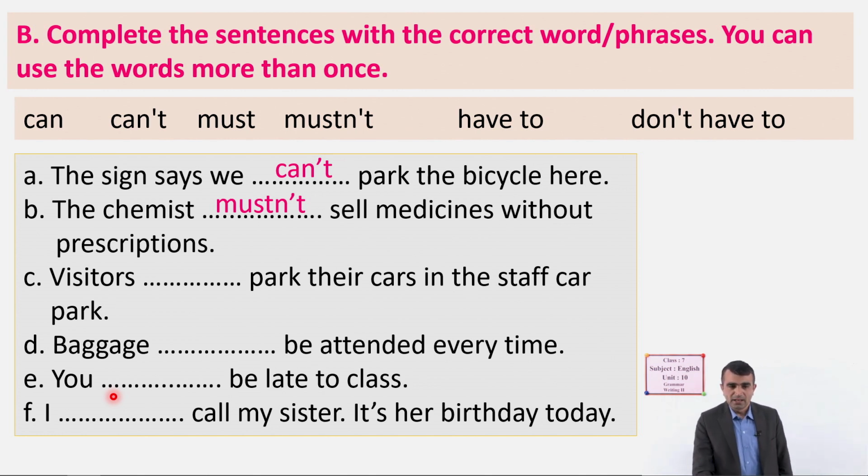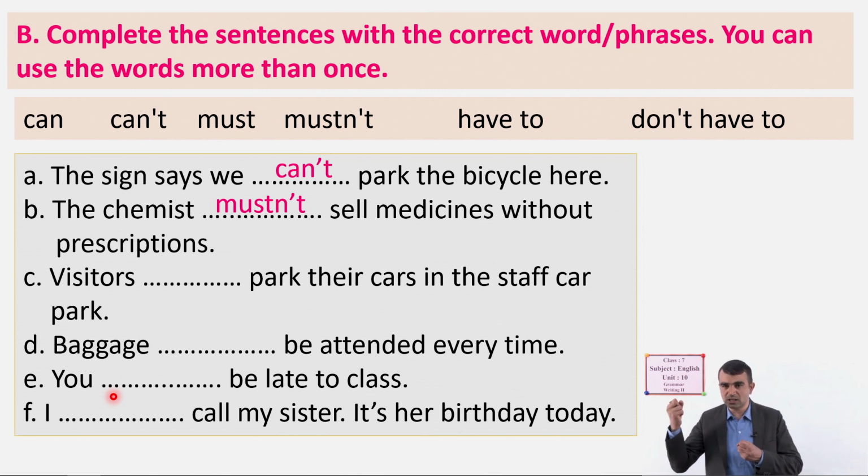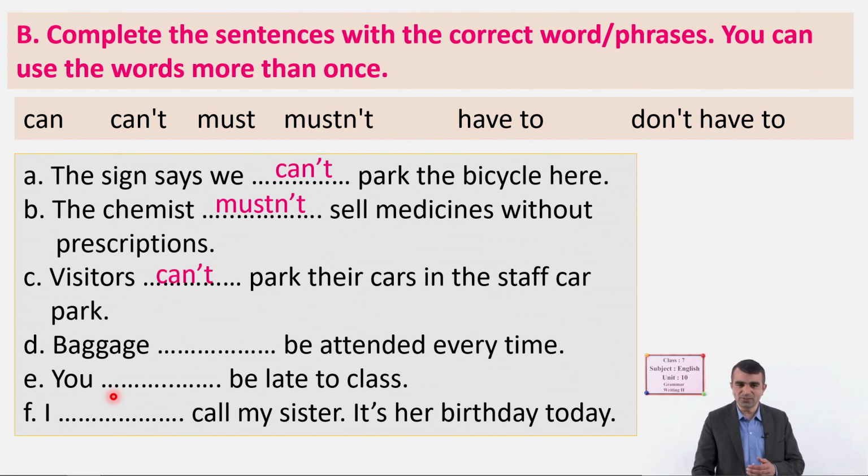Okay. Next one, number C. Visitors did not, blank, park their cars in the staff car park. Can visitors park their cars in the staff car park? Okay, no. So what do you use here? Okay, you use can't. Visitors can't park their cars in the staff car park.